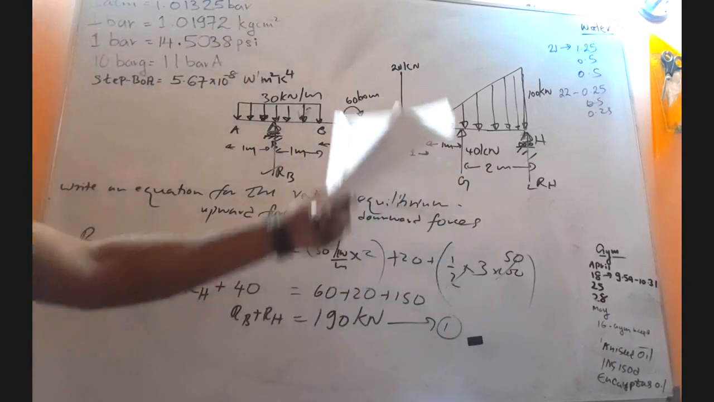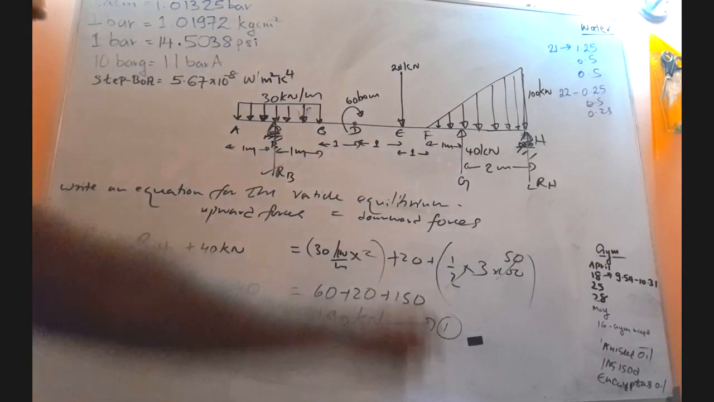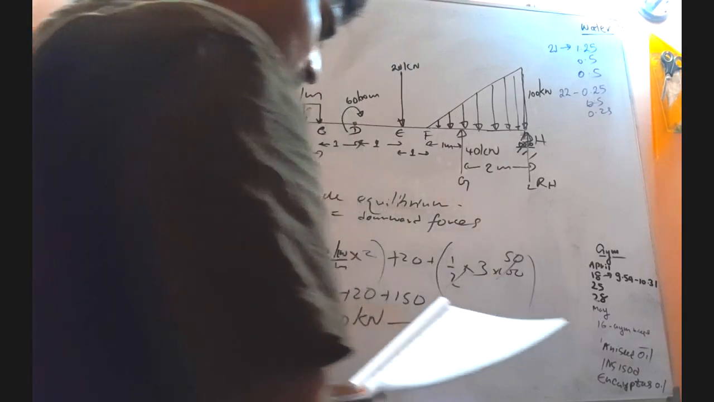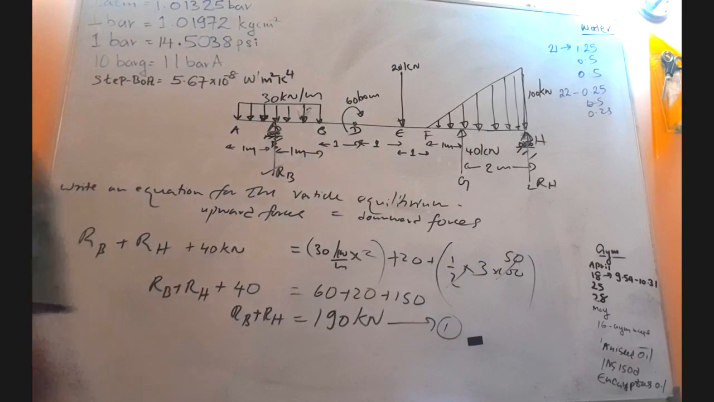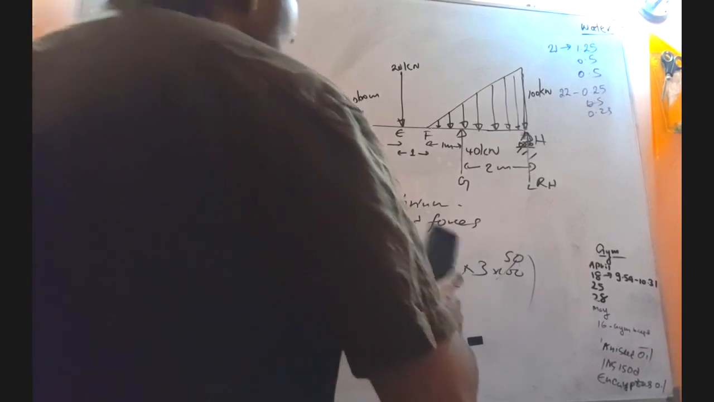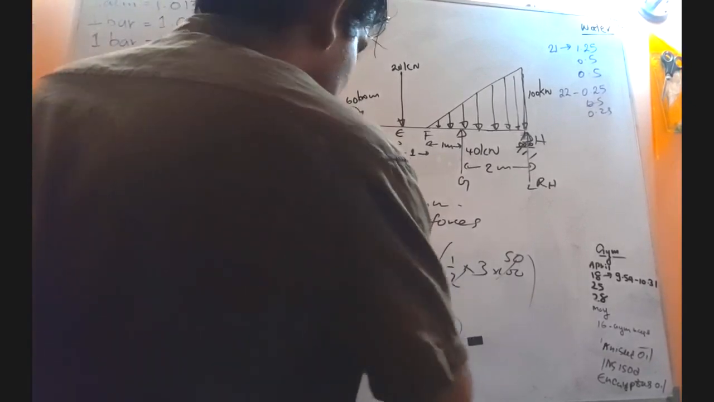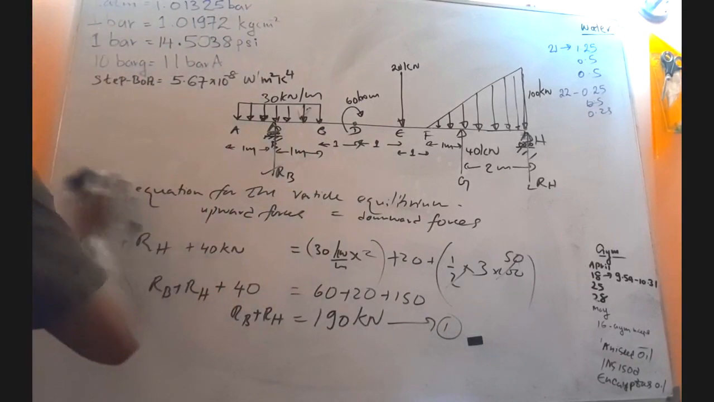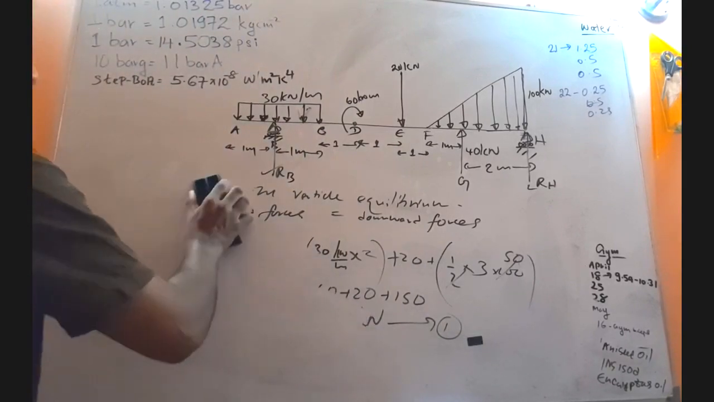So that we have obtained by considering the what? Vertical equilibrium, right? Now the next thing, right? What is the next thing now? So now let's write an equation by considering the moments, right? So now I will erase that, right? So you can pause the video and write.